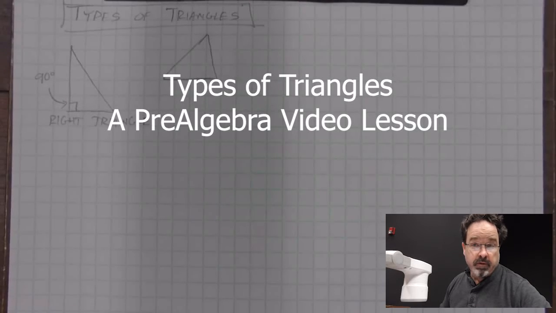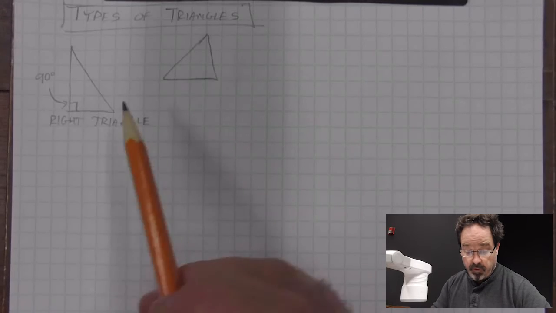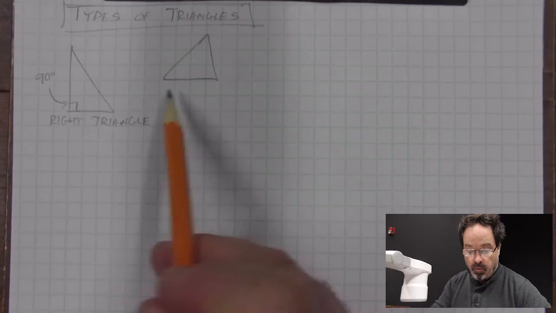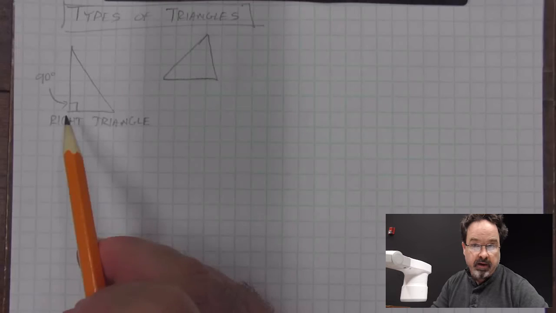Sauce here. This is a video lesson for pre-algebra, types of triangles. I've drawn two triangles here. One has a right angle symbol in it.